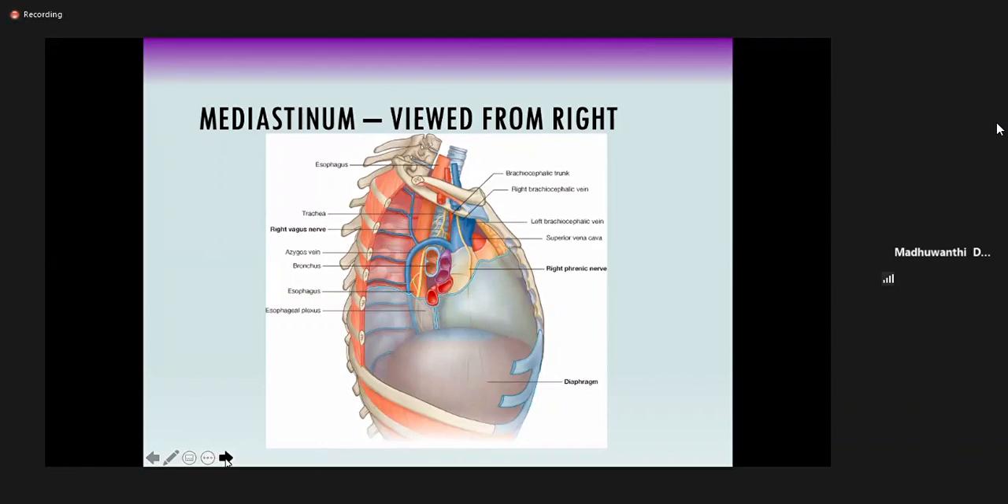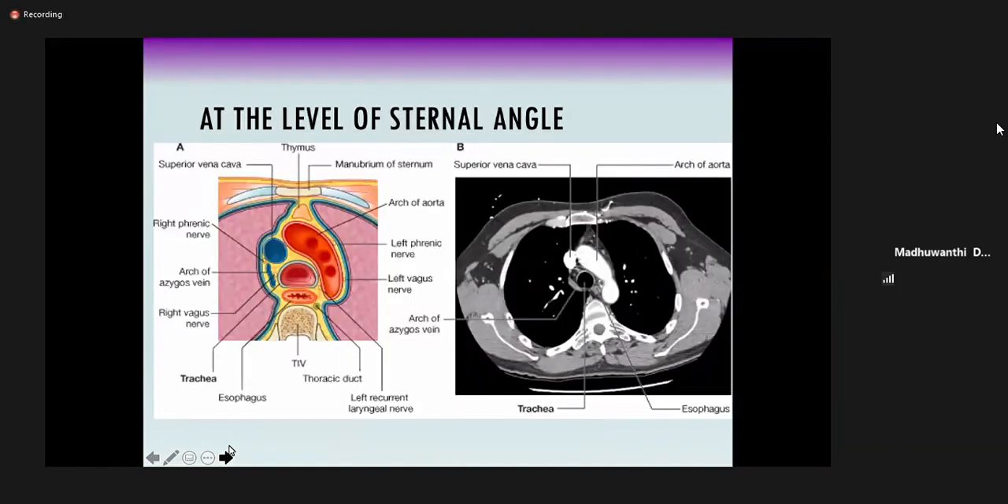So you have to learn what you see, because if there is any lesion, then they will be involved. The other thing is the structures; you have to learn the relations also. And one important level where you have to learn the relations is the level of the sternal angle. Level of the sternal angle is important because so many things happen at this level.